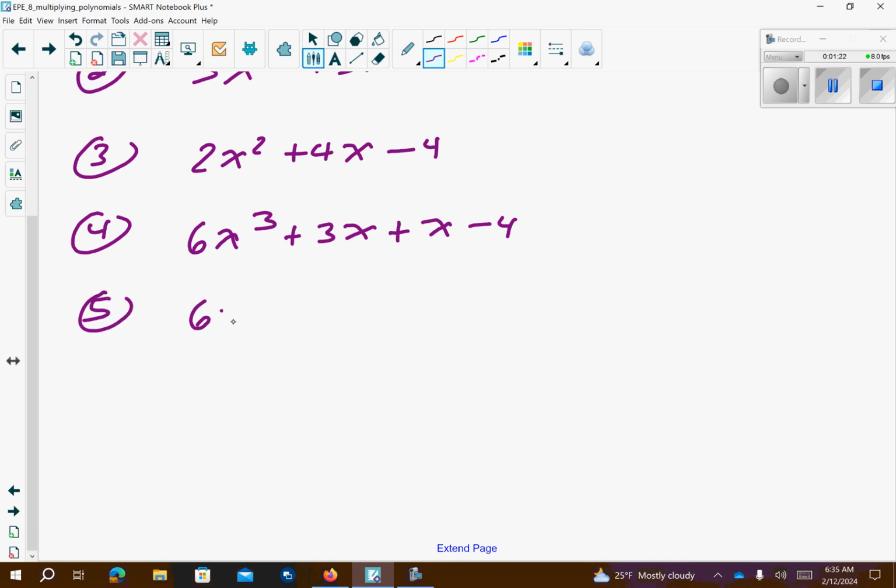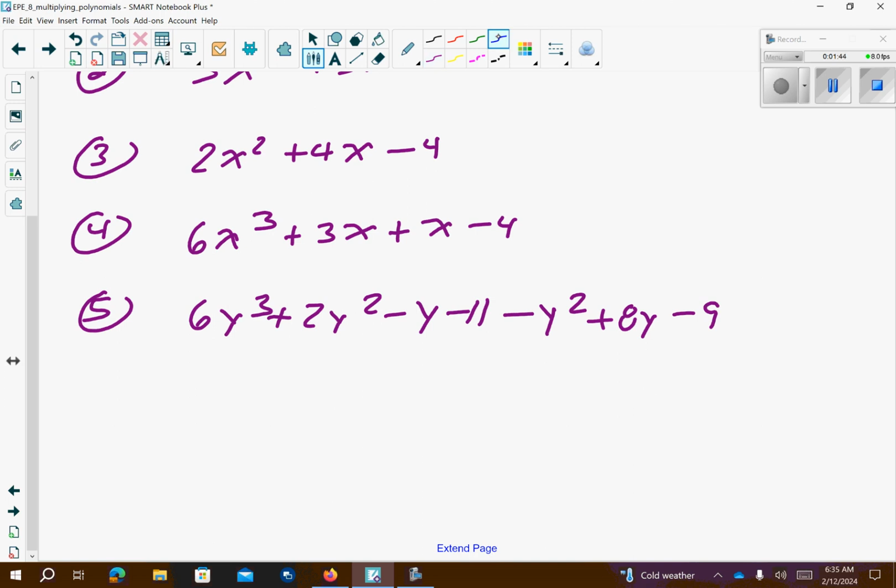So I can drop the first set of parentheses on the first one. I'm going to distribute the negative over. So watch what's the second set of parentheses. It was a y squared, now it's negative y squared. It was a negative 8y, now it's a positive 8y. And it was a positive 9, so now it's a negative 9. So notice how I changed the signs.